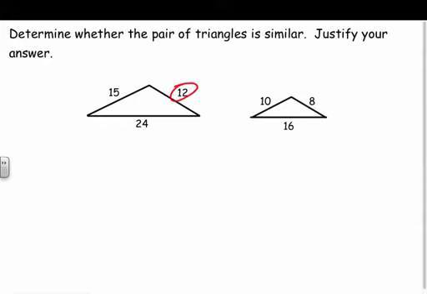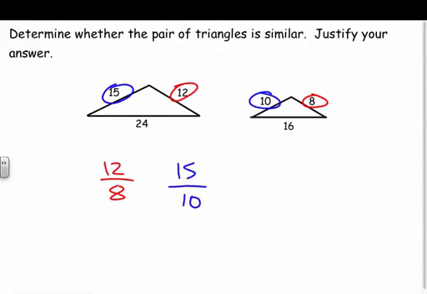So I gotta look, well, 12 matches up with 8, so I can put 12 over 8. I could put 8 over 12, and then it's just gonna change what my second one would be. And then 15 corresponds to 10, so 15 over 10 would be my next one. And lastly, 24 corresponds with 16, so 24 over 16. And for them to be proportional, all these ratios have to equal each other.